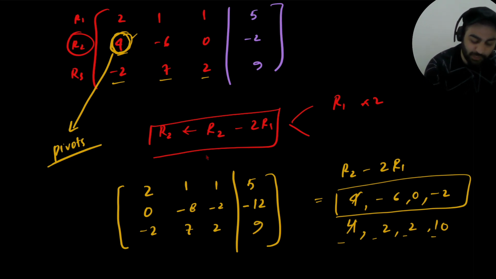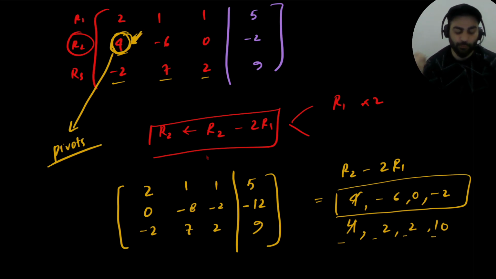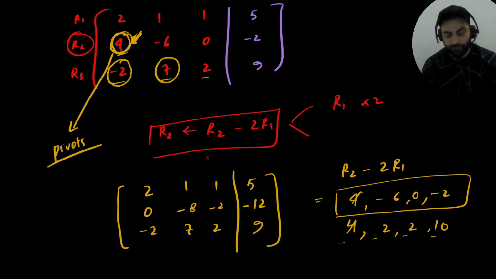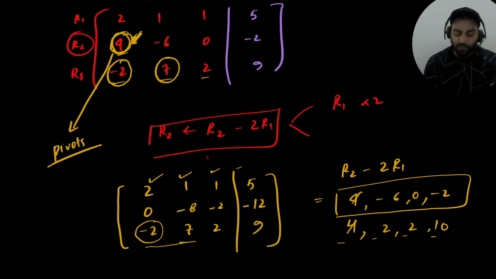The first thing was to get this pivot as 0. That was our first move. Now the second thing is I want this entry to be 0 as well. This entry and this entry should be 0. So what should I do to get this entry as 0? I can just add row 1 to row 3 to get this.